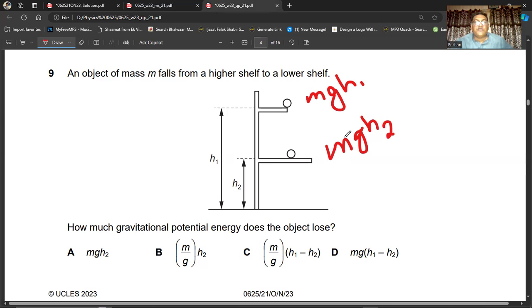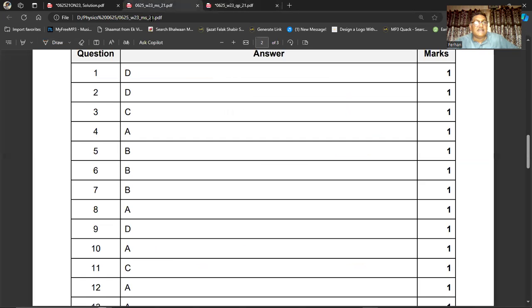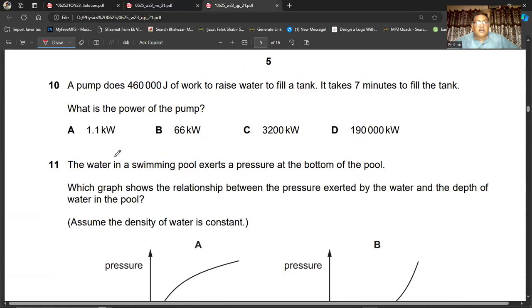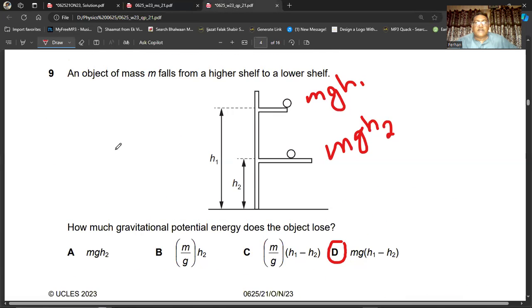So the difference between them will be, if you take the mg common, mg bracket h1 minus h2. How much gravitational potential energy does the object lose? Gravitational potential energy here minus the gravitational potential energy here at this lower point. So it will be mg bracket h1 minus h2. So question number 9, D is the choice, sir. That is the right answer. So I hope you understand this.